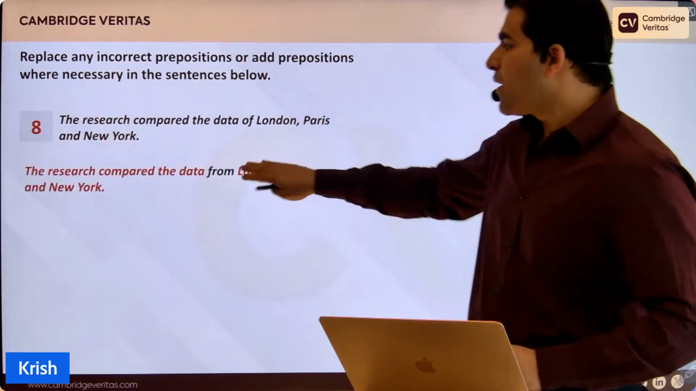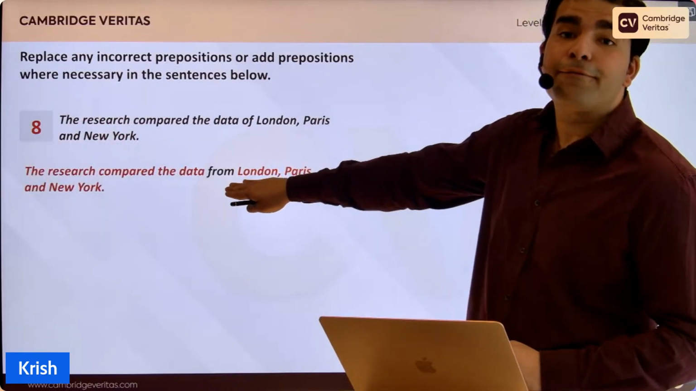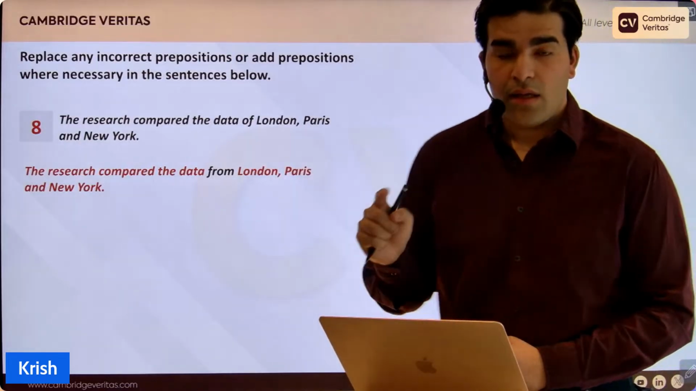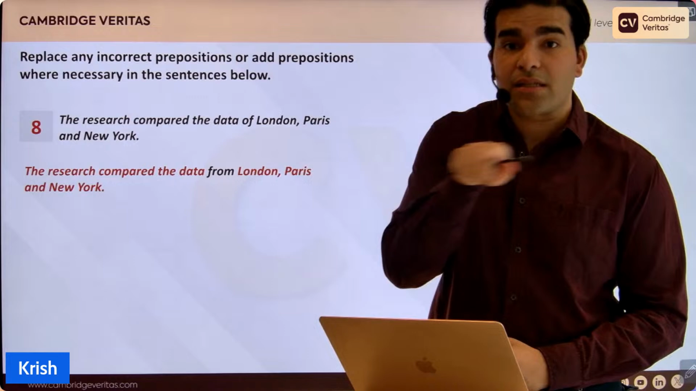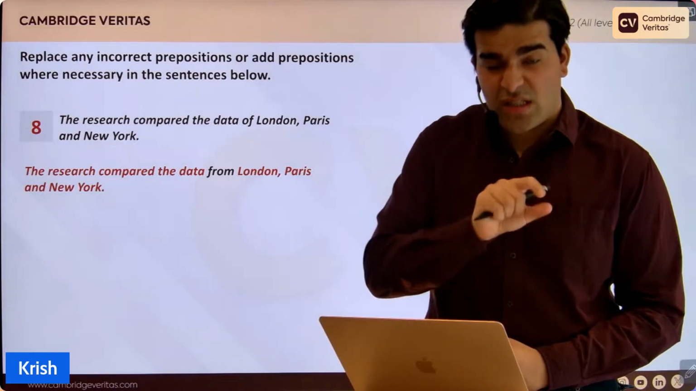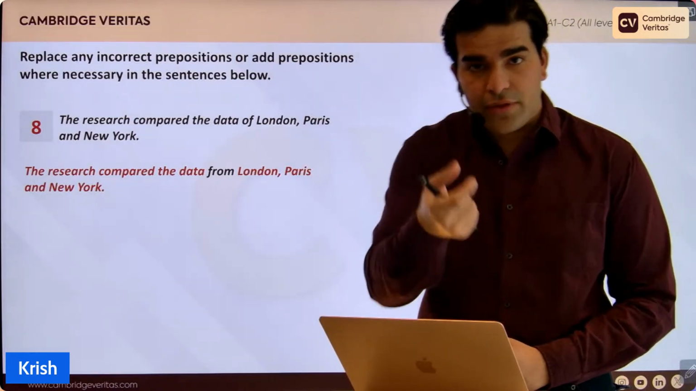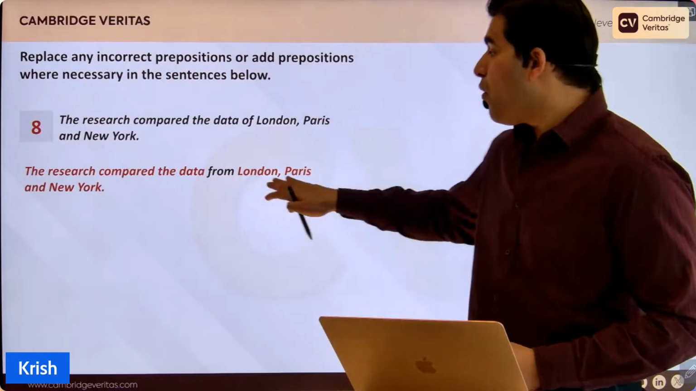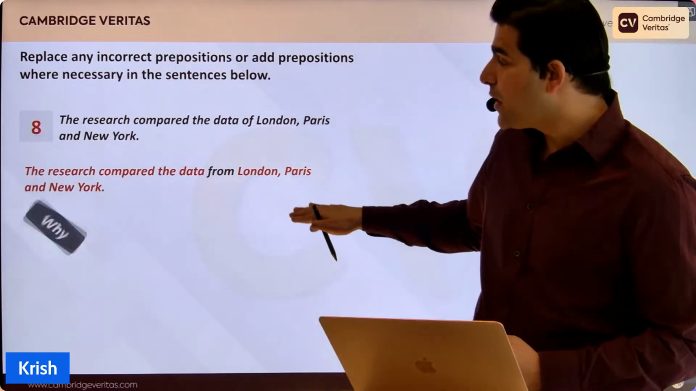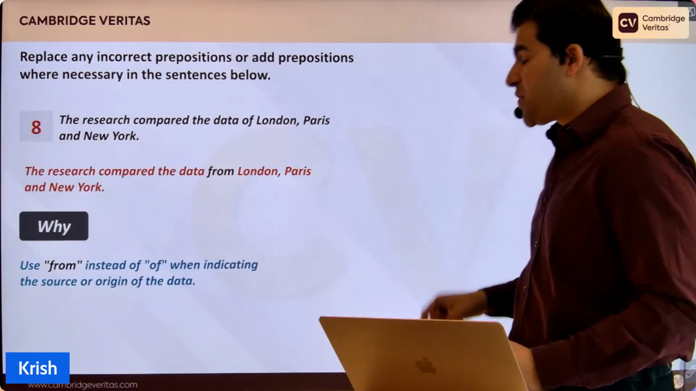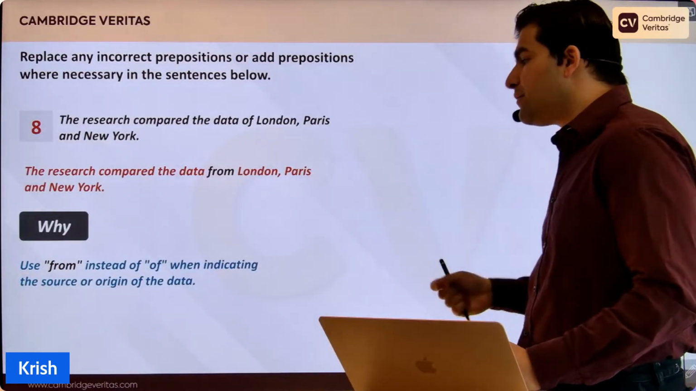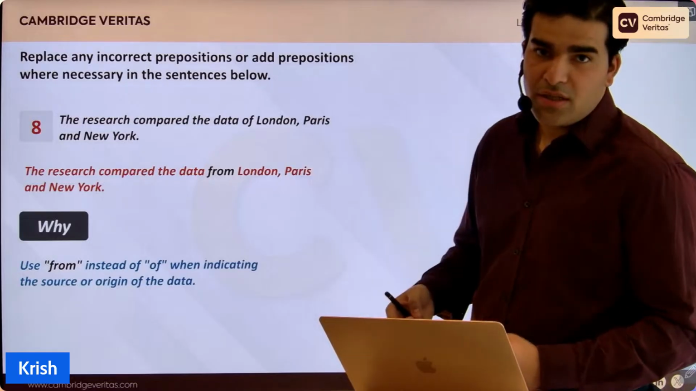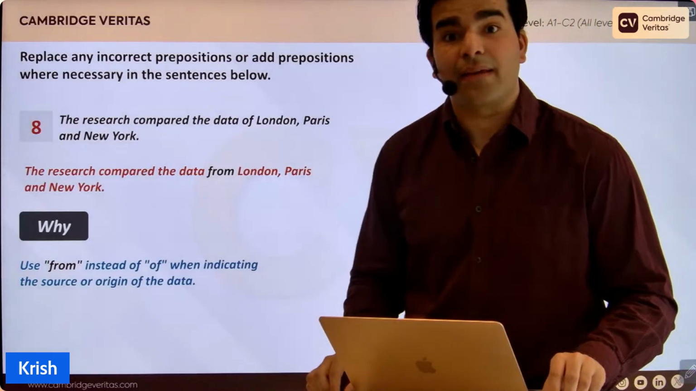So it is: the research compared the data from London, Paris, and New York. Why? Because we're talking about the source of the research. So whenever you talk about the source or the origin of something, you always use "from". Okay, that's what the answer is as well. Use "from" when indicating the source or origin of the data or anything for that matter.